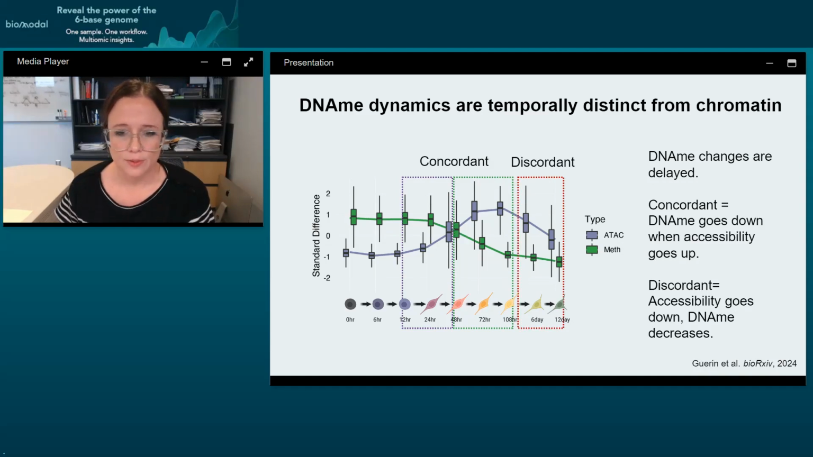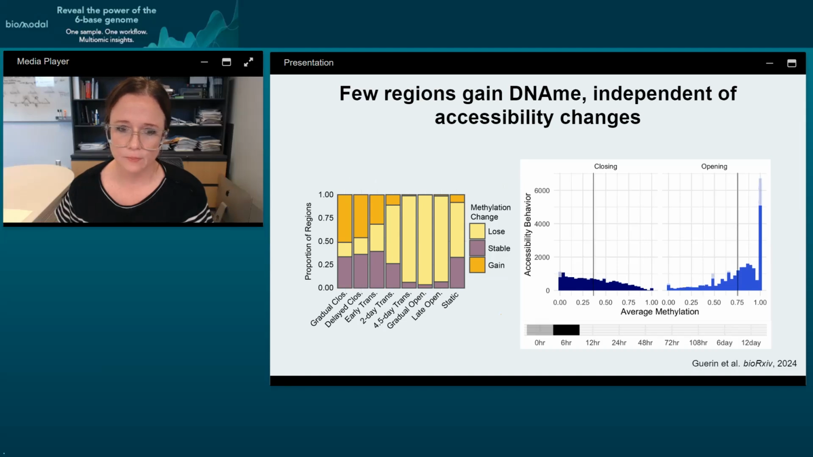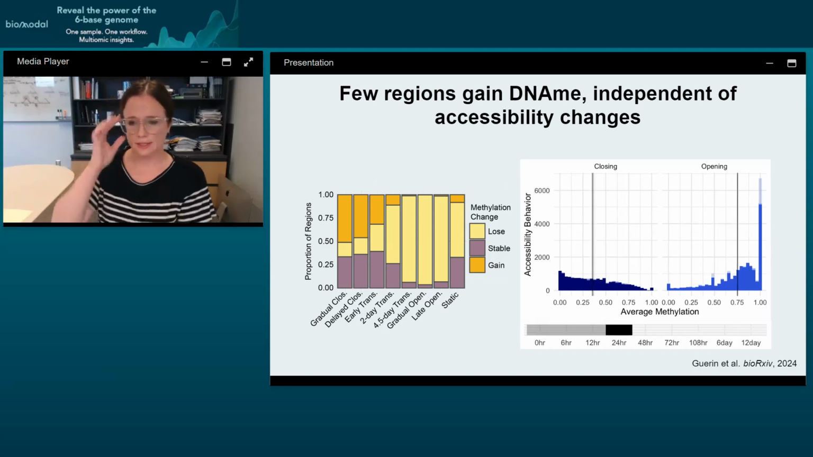And then we also observe discordant changes. What I mean by discordant, in this example, are these regions where accessibility goes down and DNA methylation seems to continue to decrease in spite of the fact that these regions are closing. So it's almost as if the hypomethylation of these regions is a record of past activity for these enhancers.